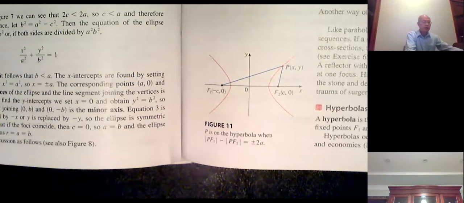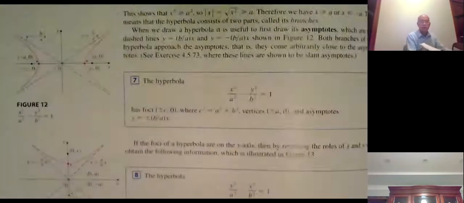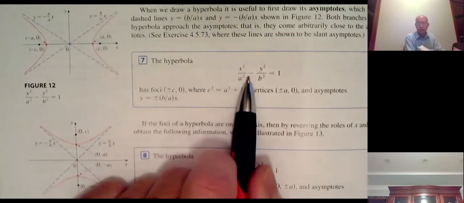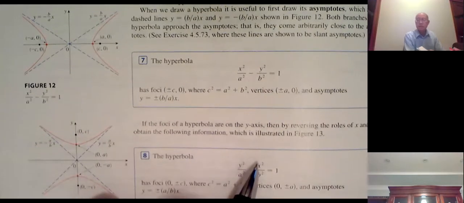And all the heavy-duty calculations end up being the same. The only difference, as you might guess, is that for the hyperbola, instead of a plus, it's a minus. Otherwise, the equations look almost the same. There's a minus.